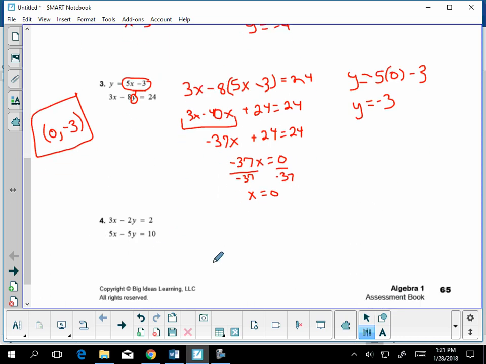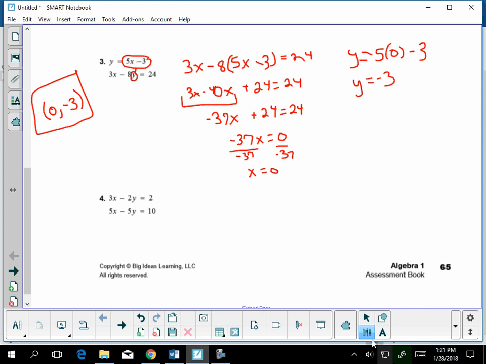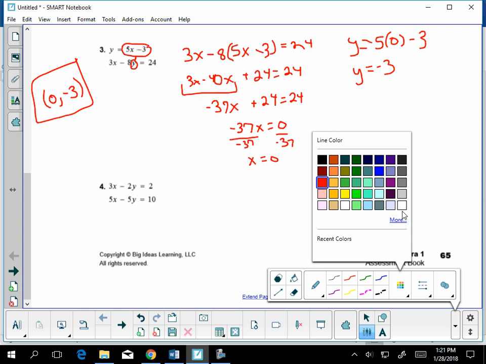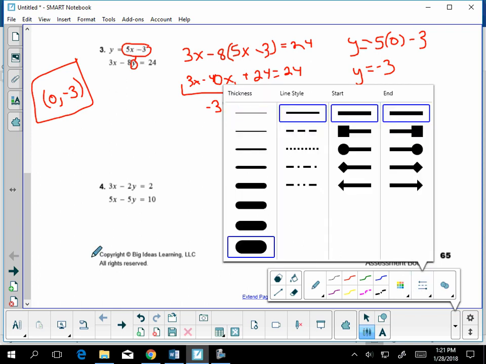Number 4. Oh, number 4 looks like it might be a tough one. Tell you what, I'm going to probably need a little extra room, so I'm going to white some of this writing out.